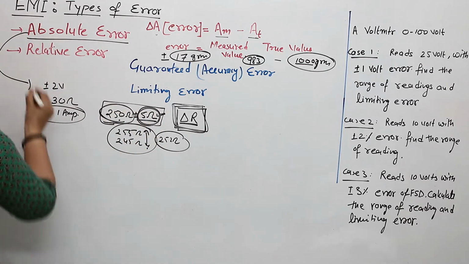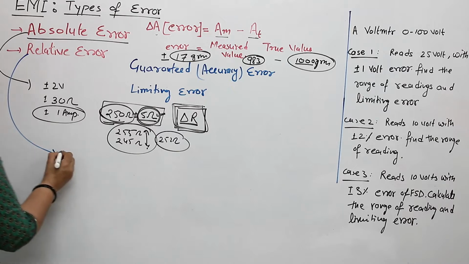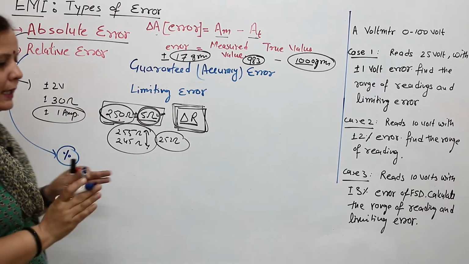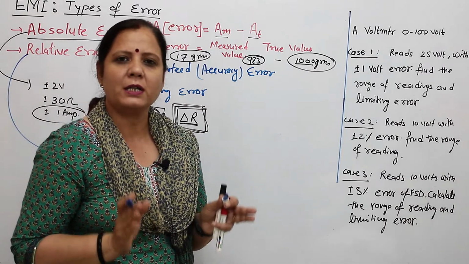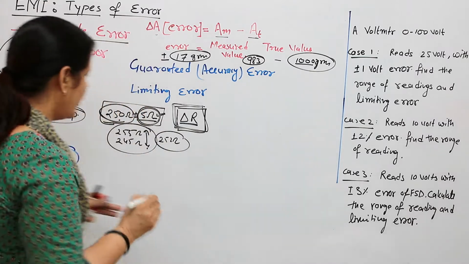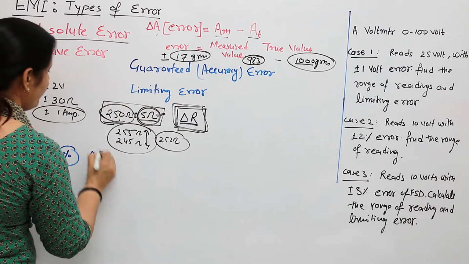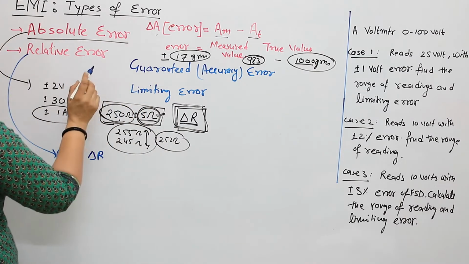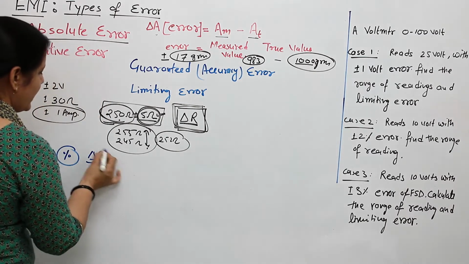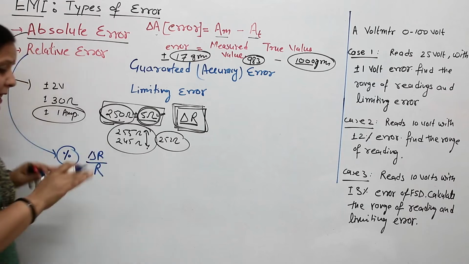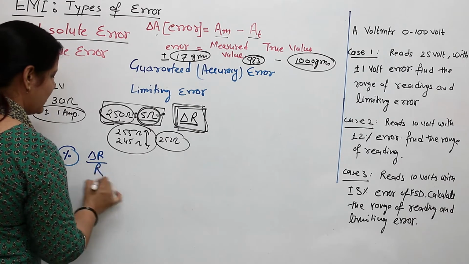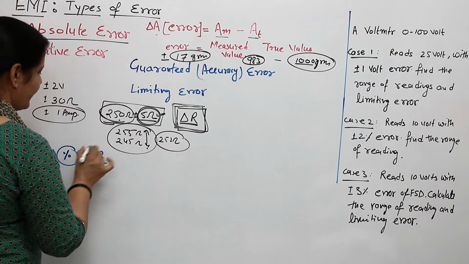The second type is the relative error. Relative error is basically mentioned in percentage. When we are talking about the relative error, we are mentioning the deviation in the measuring quantity with respect to the base quantity. If we are mentioning relative error in resistance, then we are talking about delta R by R: change in resistance with respect to the base value of the resistance. This value can be the maximum value, or it can be the measured value. This we will talk about later on.